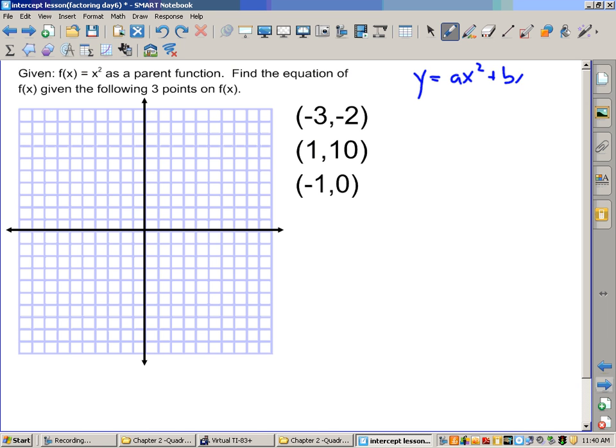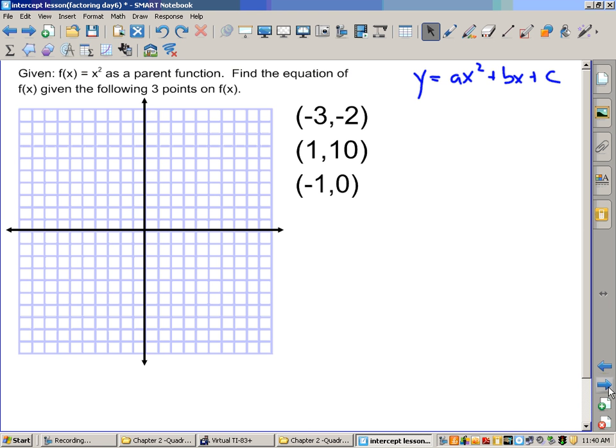It says f of x is equal to x squared as a parent function. So in other words, I would have to say that these 3 points make a quadratic. That was the way that I was trying to verbally tell you. It should say find the equation of g of x given the following points on g of x. Yes. Okay. All right.